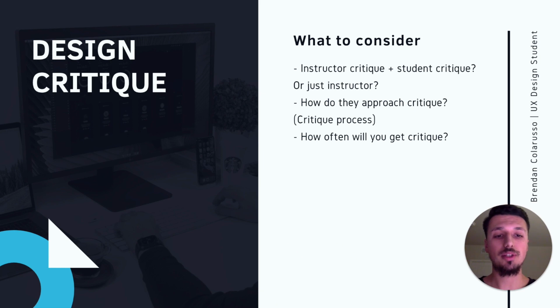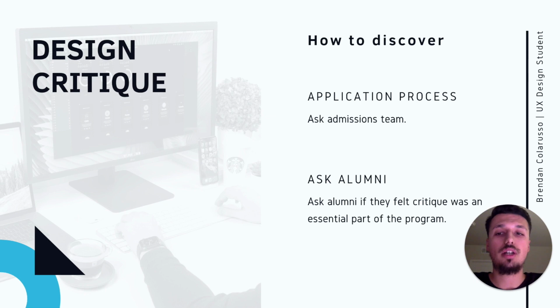So certain assignments you may or may not get critique on, and you just want to think about these things and ask these things early. That way you know. So how might you find out about design critique? The easiest way is the application process. Just ask the admissions team and maybe talk to an instructor if you have the opportunity. The other thing is ask alumni if they felt like critique was an essential part of the program.